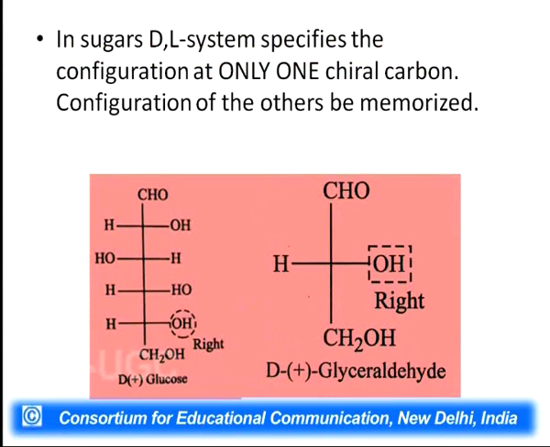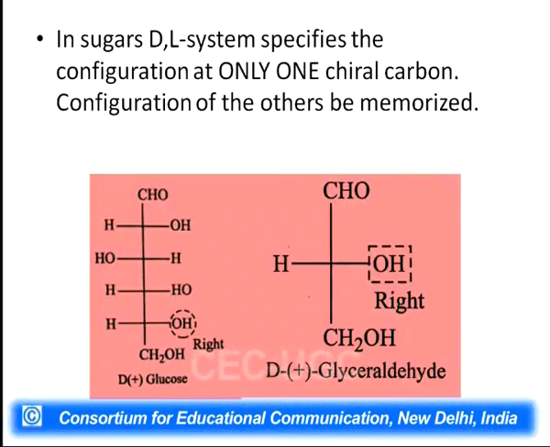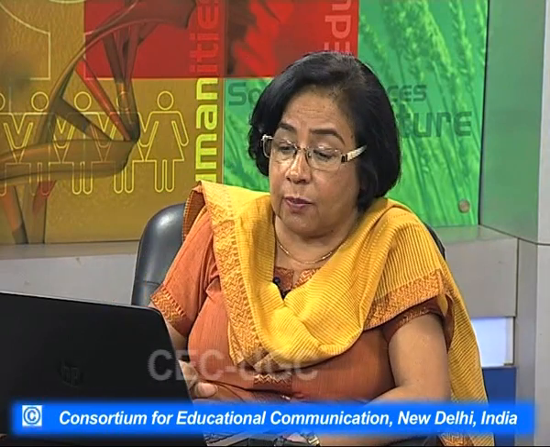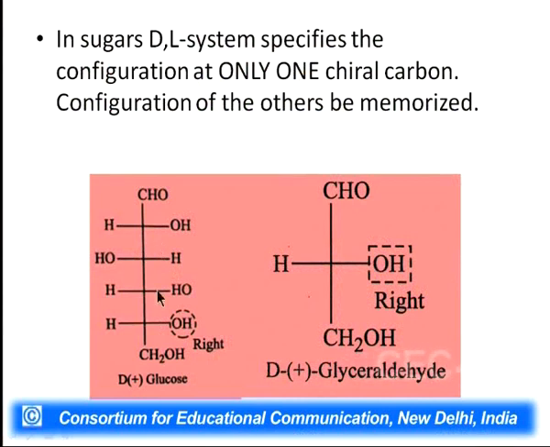DL configuration specifies the configuration at only one chiral carbon, and the configurations of the other chiral carbons have to be memorized, which is a very difficult task. If you remember, when we were talking of the DL nomenclature, we said the position of the OH on the highest numbered asymmetric carbon with reference to glyceraldehyde. So glucose has configuration capital D, but we do not know the configuration at these three chiral carbons. We are only referring to the configuration at the highest chiral carbon.